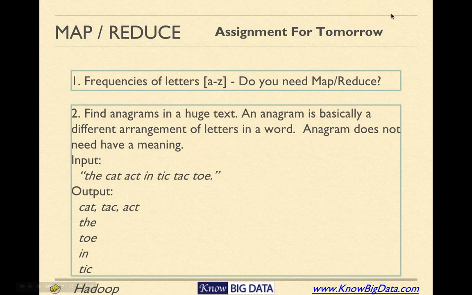Let's say there is an input file which contains the text: the cat act in tic-tac-toe. The does not have any other anagram in it, but cat has, because the same letters of CAT also exist in act and in tick, but in a different order. So all you have to do is bring all the anagrams together.